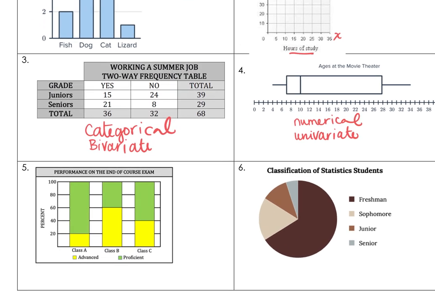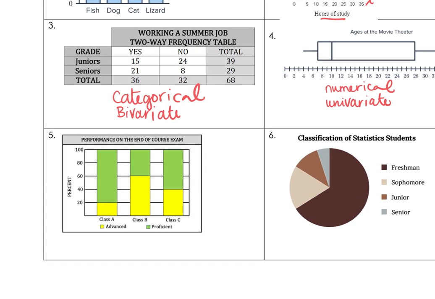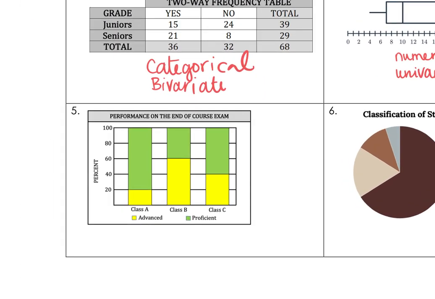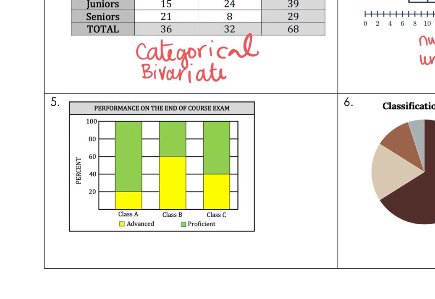All right, good. 2 more of these, and then we'll move on to the next part. So number 5, we've got this segmented bar graph. We are looking at performance on the end of course exam, but what we're looking at is Class A, Class B, Class C, and then are they advanced or are they proficient? So what we're looking at here is what kind of data?